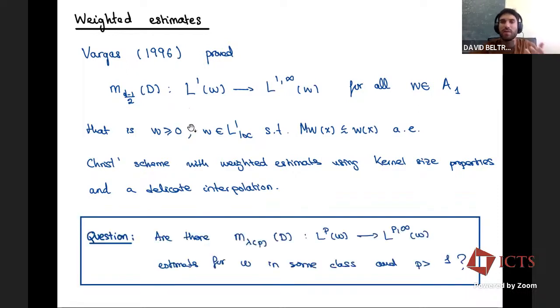And then there's a natural question that now shows up, which is what happens at the critical index when p is strictly greater than 1. Can we expect weighted bounds for some class of weights? Either Muckenhoupt weights or something else.